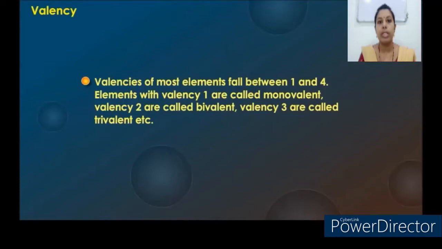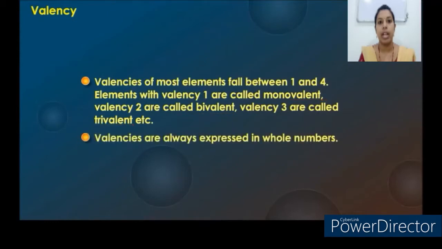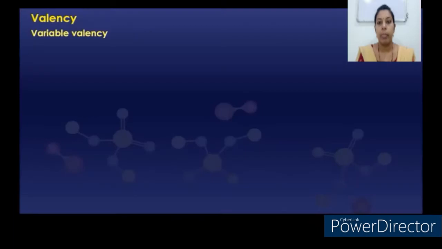Valencies of most elements fall between 1 and 4. Elements with valency 1 are called monovalent. Valency 2 are called bivalent. Valency 3 are called trivalent. And valency 4 are called tetravalent. Valencies are expressed in whole numbers.